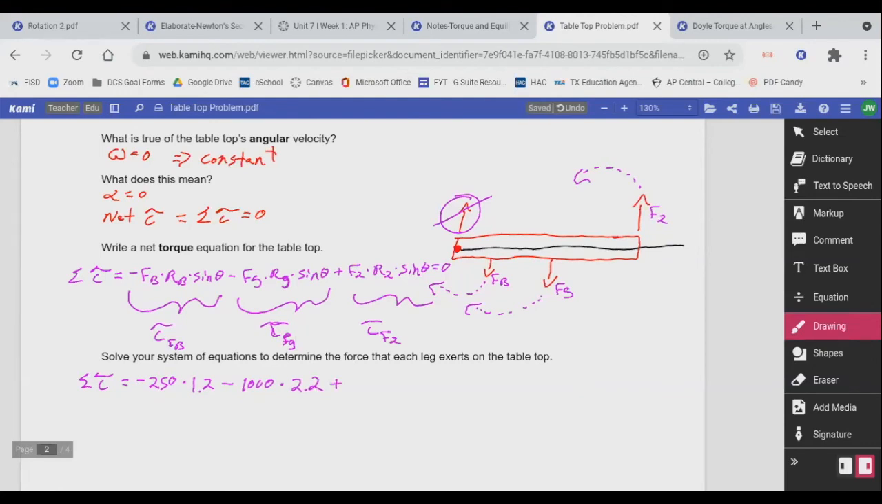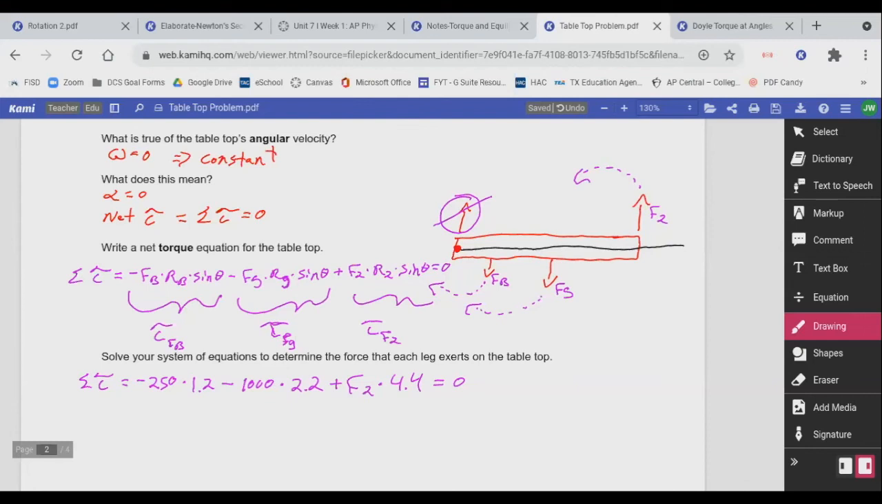Now we're going to add in F2. F2 we don't know, right? That's something we're still trying to figure out. So then we have F2 times its distance. And the whole tabletop was 4.4. So from the far left side where the pivot is to the far right side, that's 4.4. And then it also had the 90 degrees, so the sine of 90 is 1. We don't have to worry about that. That is equal to 0. Well, that's a single equation with one variable.